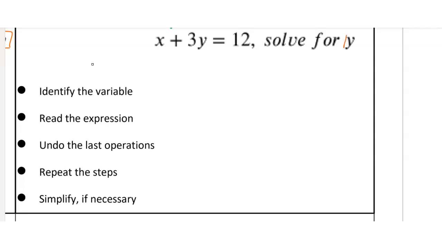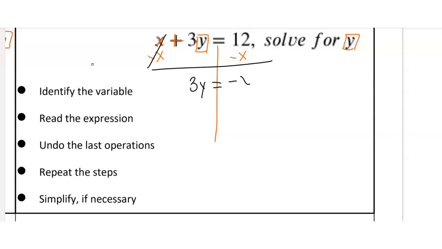Here we're solving for y. Y is being multiplied by 3, and then we're adding x. So to undo adding x, we're going to subtract x from both sides of the equal sign. We get 3y equals... we can't combine 12 and negative x, so I'm going to write the expression that represents it. I'm just going to write that one for now.